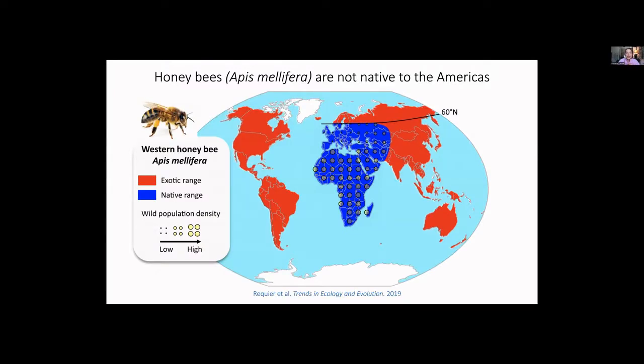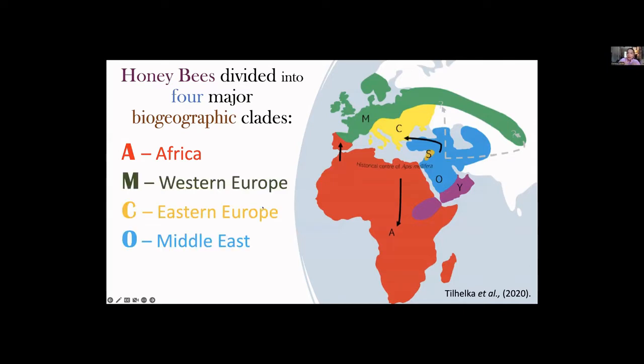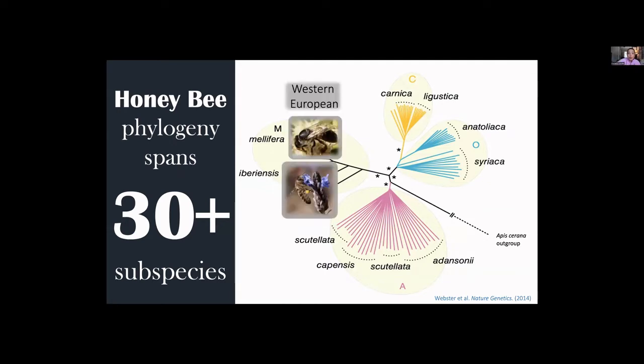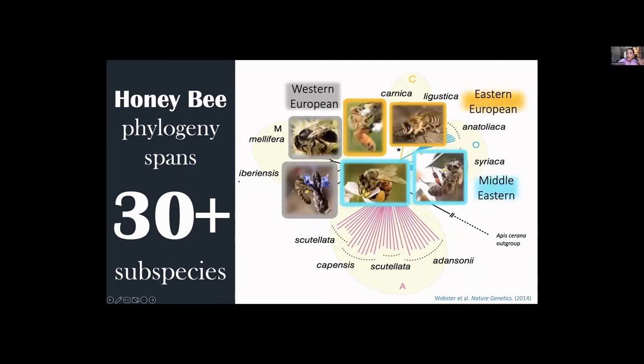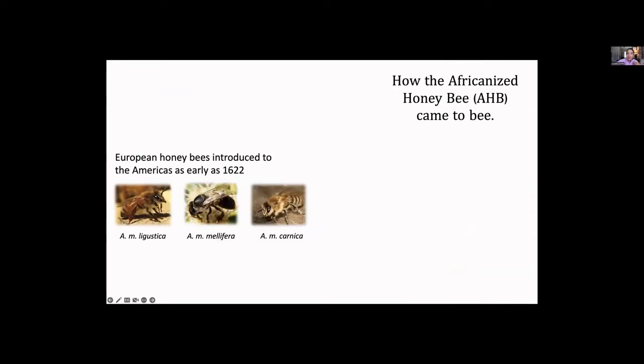As we all probably know, honeybees aren't native to the Americas. They're introduced species worldwide. They're divided into these 4 major biogeographic clades: the African, Western European, Eastern European, Middle Eastern, and also we have additional clades that are continuing to emerge as new science is done. And honeybee phylogeny spans across 30 subspecies, and I just have a small representation of that subspecies diversity here in this phylogeny published by Webster. But I was particularly interested in a hybrid honeybee, the Africanized honeybee.